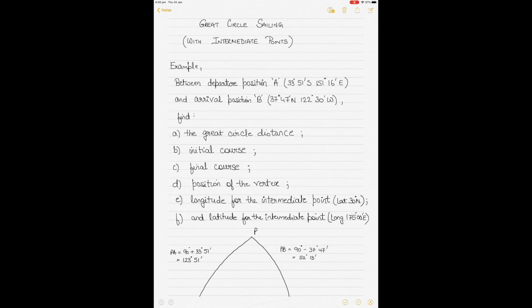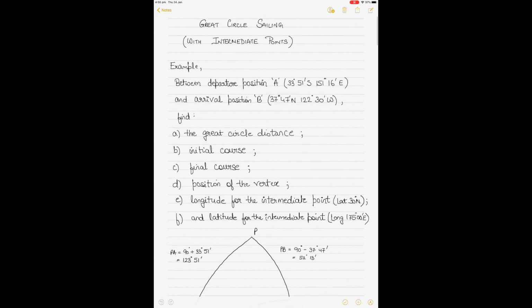Alright guys, today we'll be doing another great circle sailing problem. I've done a couple of them before, but the reason I'm doing another one here is because this is one of the longest and the most complicated questions that students face in celestial or coastal navigation.